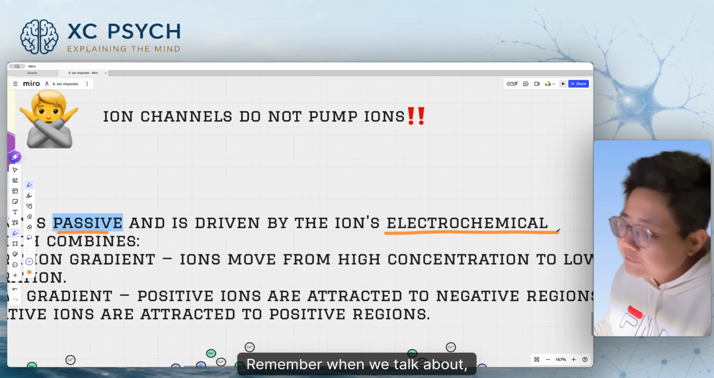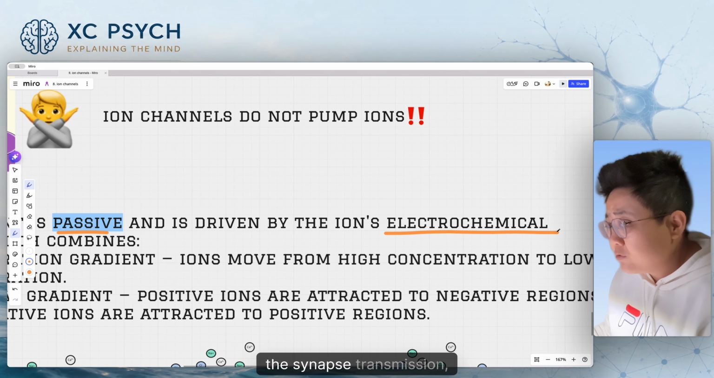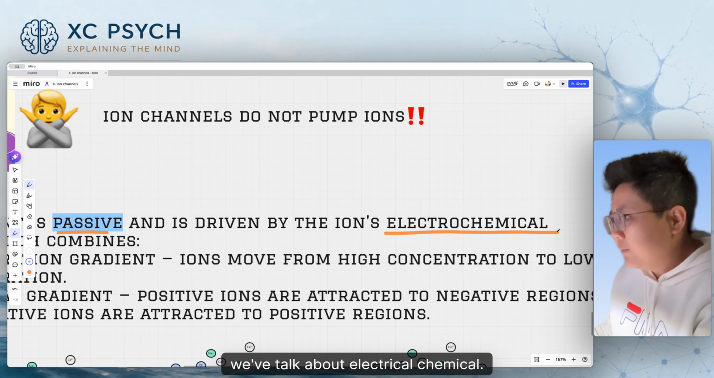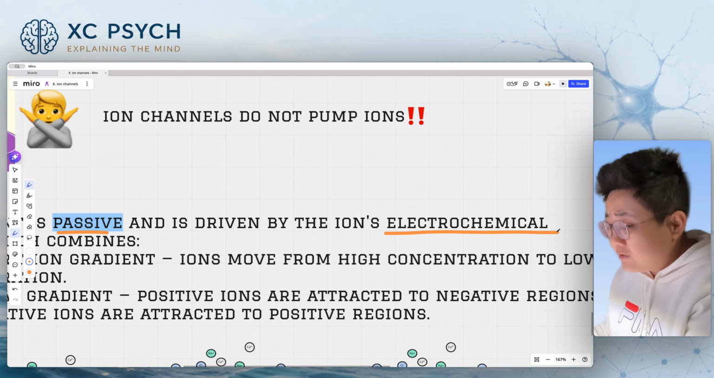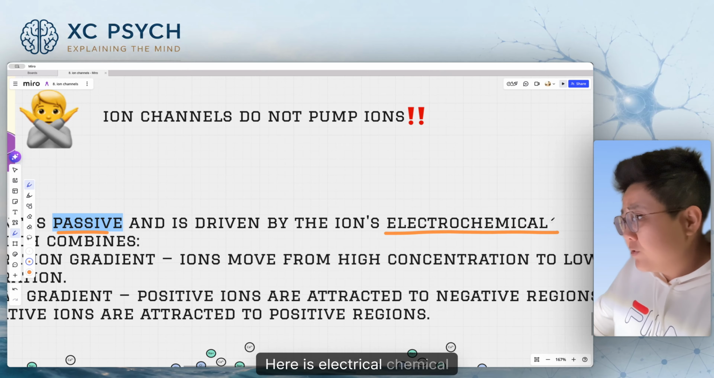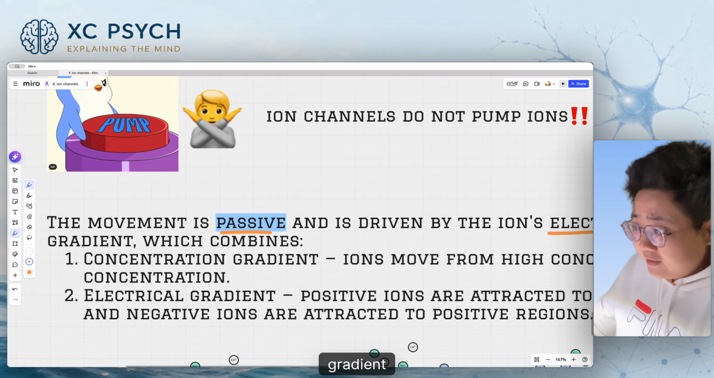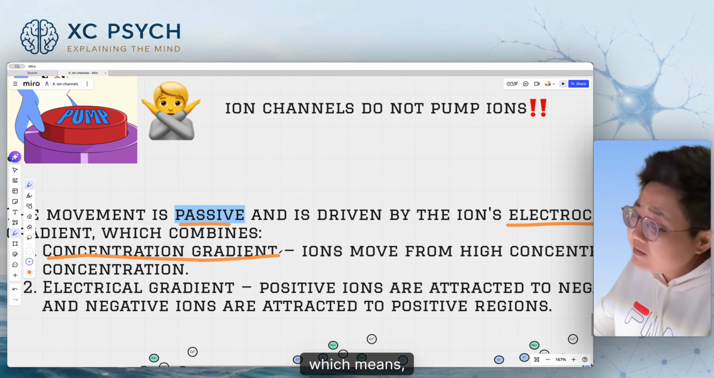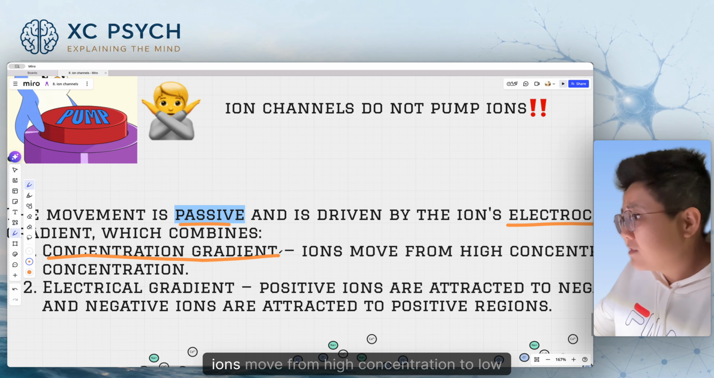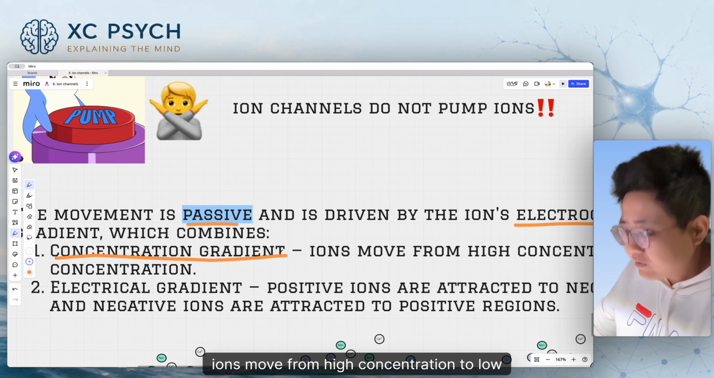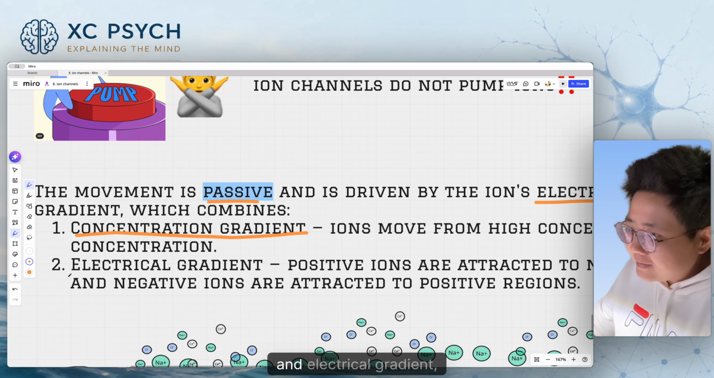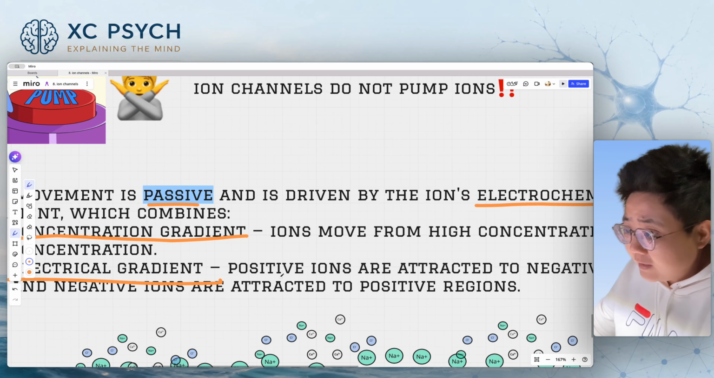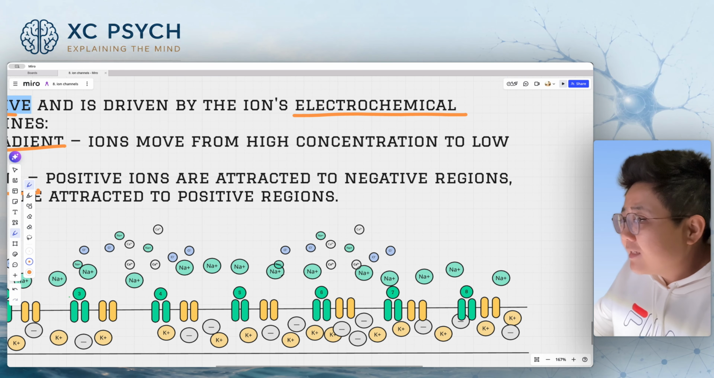Remember when we talked about synaptic transmission, we talked about electrical, chemical, electrical. And so it makes sense here: the electrochemical gradient combines the concentration gradient, which simply means ions move from high concentration to low concentration, and the electrical gradient, which means positive ions are attracted to negative ions, and vice versa.